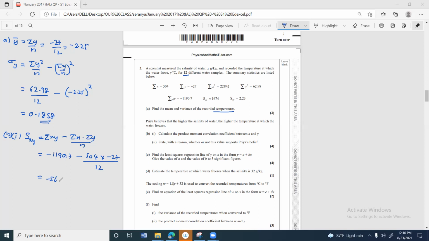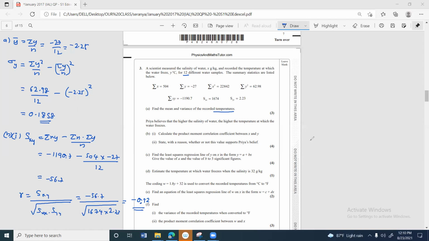Then we can find the gamma value. The gamma is SXY divided by the square root of SXX into SYY. So this is pretty simple. Minus 56.7 divided by the square root of 1674 times 2.23. This gives you an answer of minus 0.92. It's minus 0.92. We'll be very particular about that.